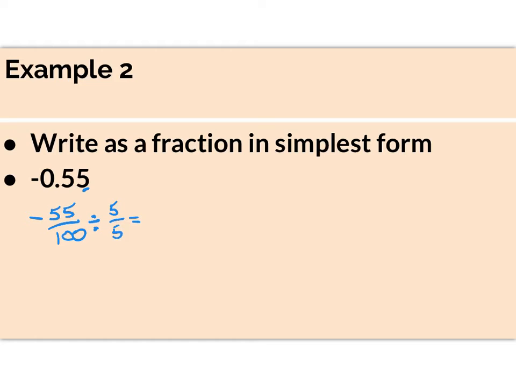And 55 divided by 5 will give us 11. And 100 divided by 5 will give us 20. And it's a negative out front. So negative 11 over 20, or 11 twentieths, is the same as 55 100ths.